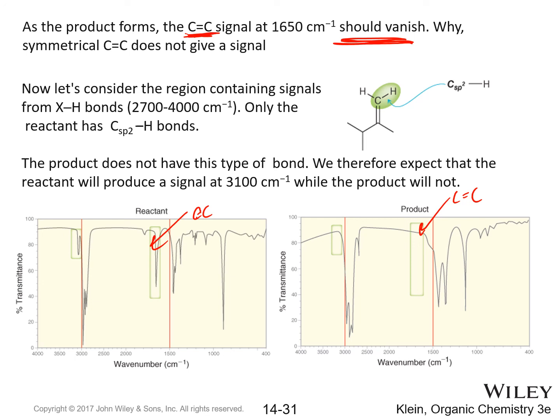In addition, our carbon to hydrogen, this is your sp2 carbon to hydrogen bond, that disappears. Initially, it should be present. That's our starting material. But the product does not have that carbon-hydrogen bond, so we see that disappearing as well.